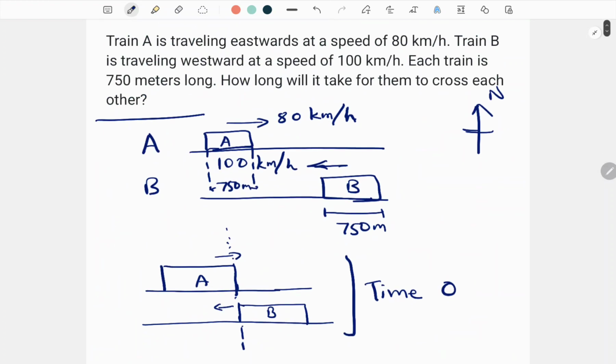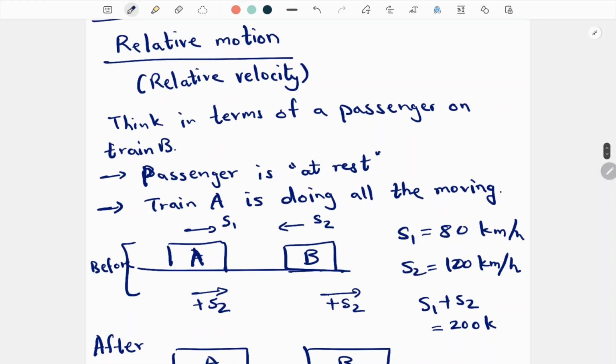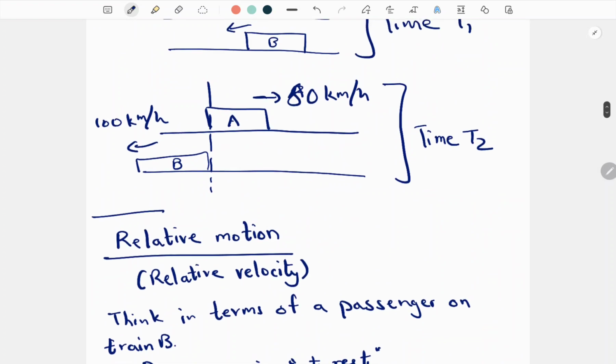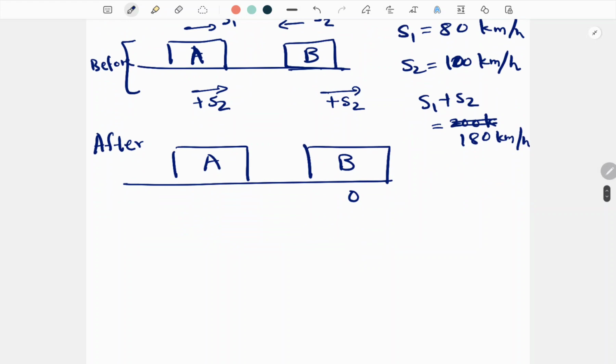What are the speeds again? Oh, 80 and 100, not 80 and 120. So let's make it 100. It doesn't matter. Did I use 120 somewhere? No, that's fine. This is 100. So this becomes 180 kilometers per hour. Okay. So now we are in business.